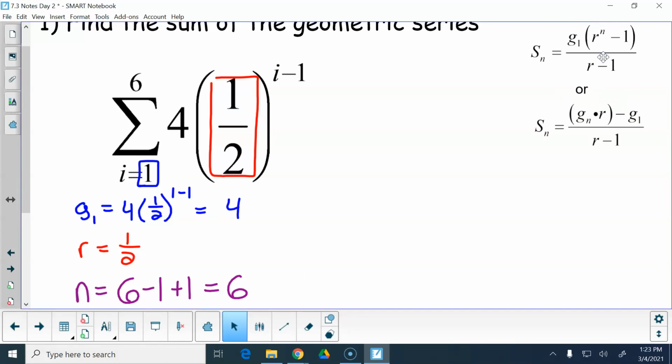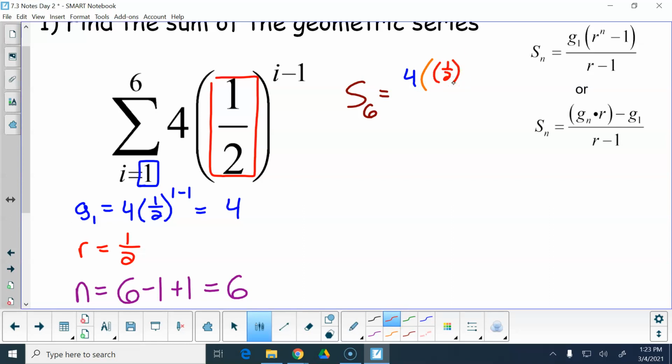We can now find the sum of the first 6 terms. And that's going to be equal to my first term, which is 4, times my R value, which is 1/2, raised to the n power, then minus 1, all over 1/2 minus 1.